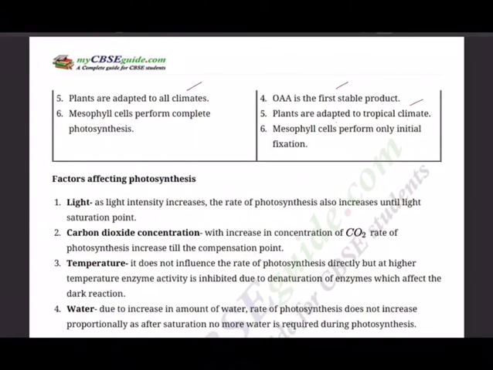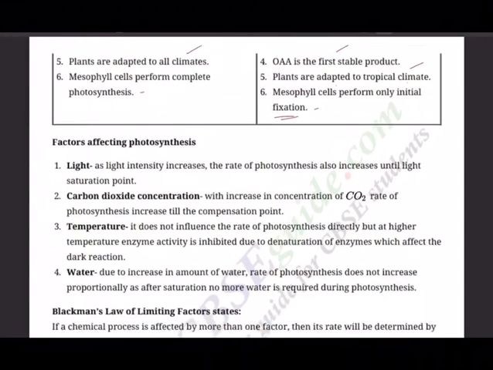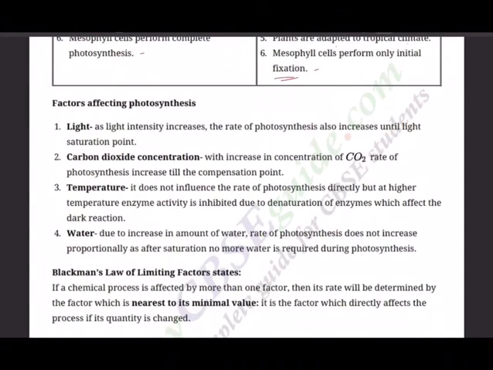In the beginning only we said. And mesophyll cells perform complete photosynthesis. Here, mesophyll cells perform only initial fixation, that's all. Afterwards, they require Kranz anatomy. So these are the broadly 2 differences between the C3 plants and C4 plants.